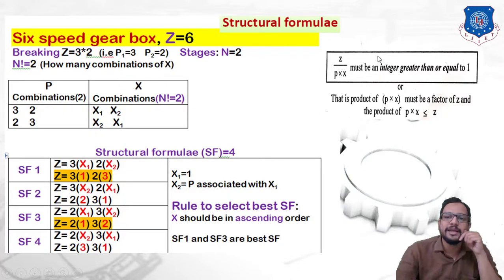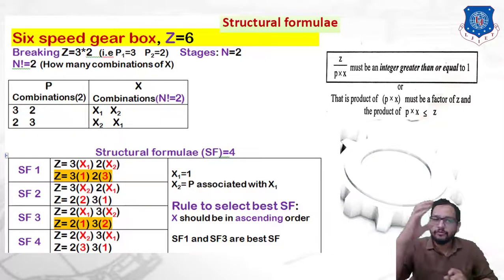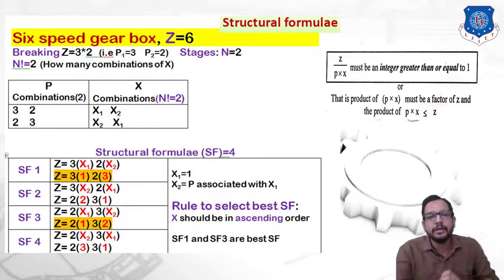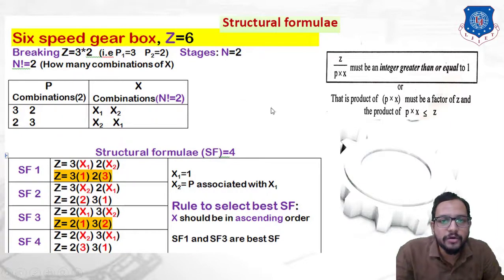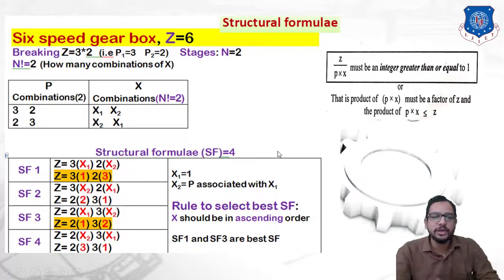Also, you can check that z upon p into x1 is satisfied in both these equations. That is, it is an integer greater than or equal to 1, and similarly the product p into x would be less than or equal to z. So this is how we are going to determine the optimum structural formula. First we list out the different structural formulas which could be available for this particular speed, that is 6, and then we find out the optimum structural formula.